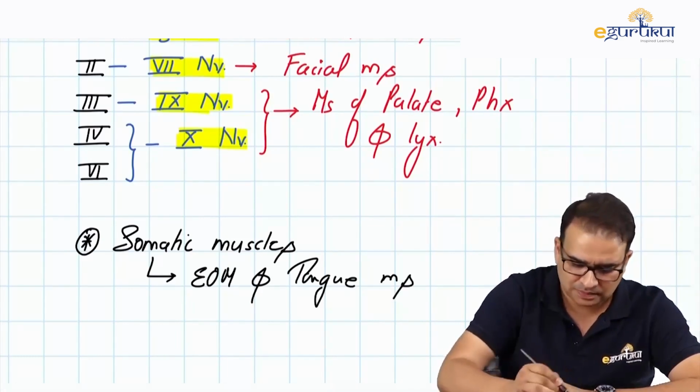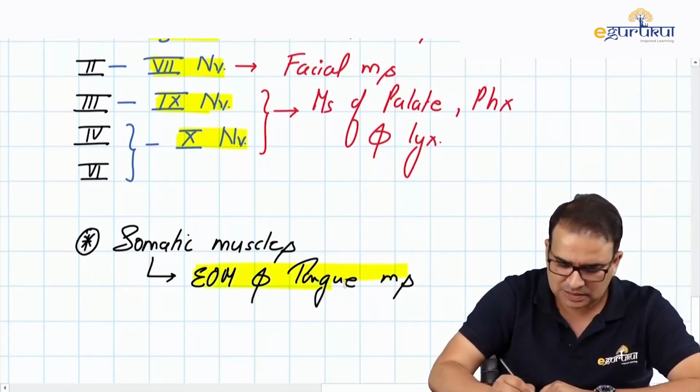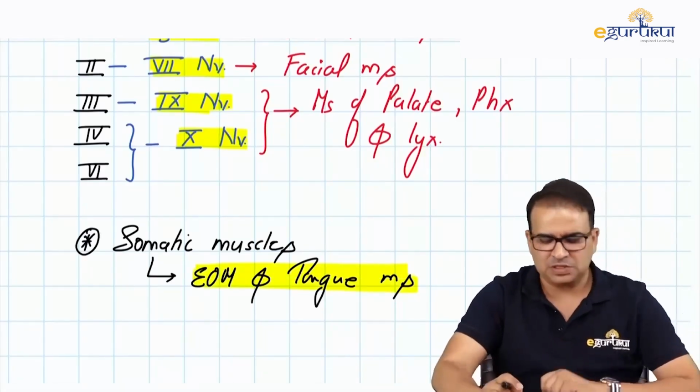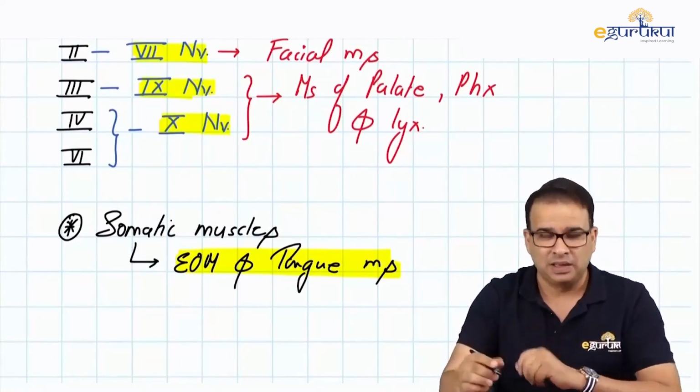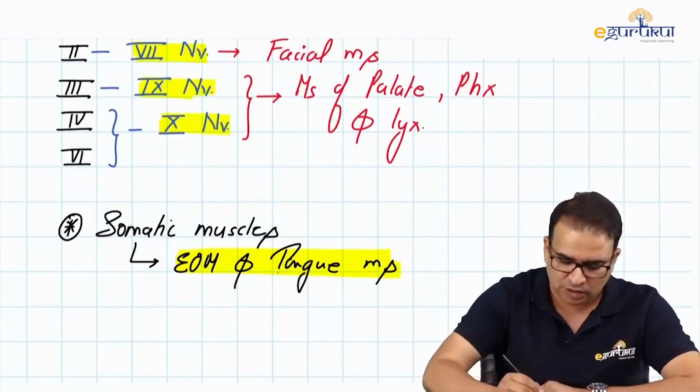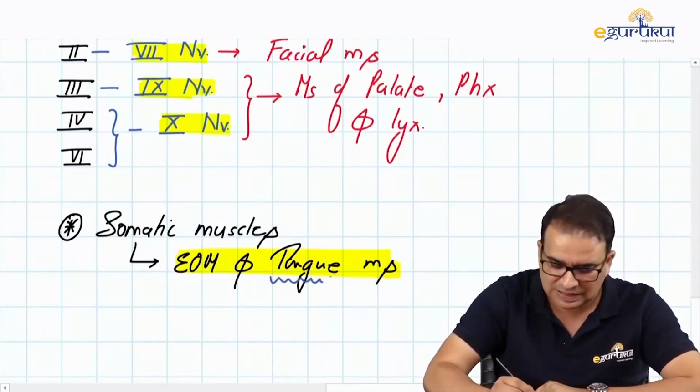Extraocular and tongue muscle, they are somatic muscles. Sometimes you may get a question in which they might give you extraocular and tongue muscle both in the options, but you still have to choose a better one. So if you have to choose between extraocular and tongue muscle, your better answer would be the tongue muscle.